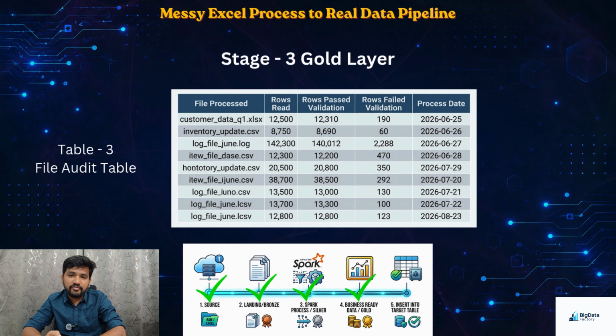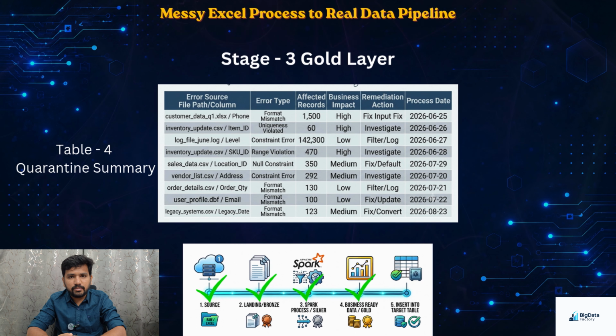The third table is a file audit table. This tells us which files are processed, how many rows were read, how many rows passed validation, how many rows failed, and when the file was processed. The fourth table is the quarantine summary. This tells the business and data team what needs to be fixed. This is important because a real pipeline should not hide the bad data. It should make bad data visible.